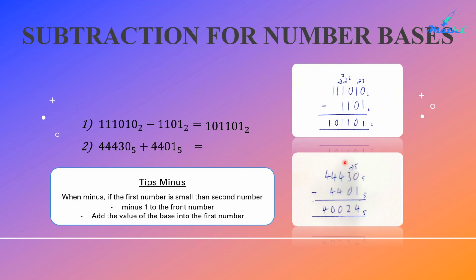Three. As the first one, you can see this 0 and 1. 0 is not enough to minus with 1, so you need to take from in front of them. The base is 5, so you take 5. So now here is 5 minus 1, so 5 minus 1 is 4.